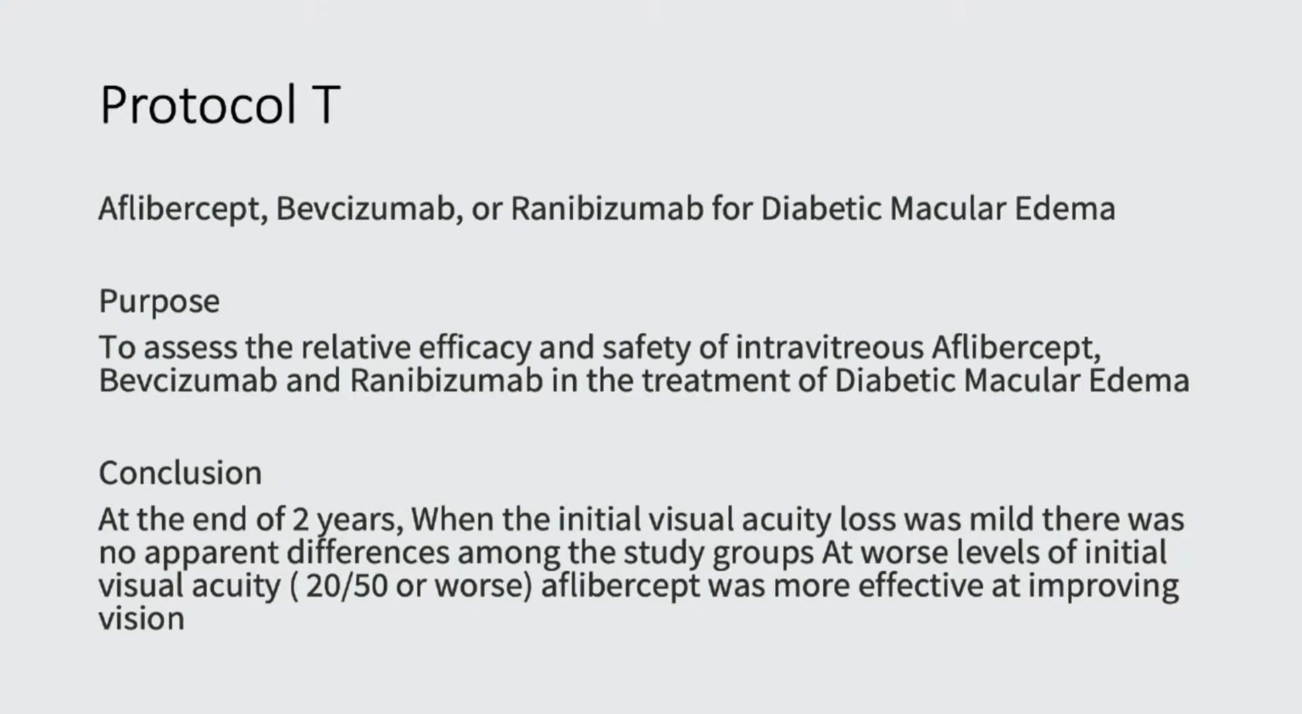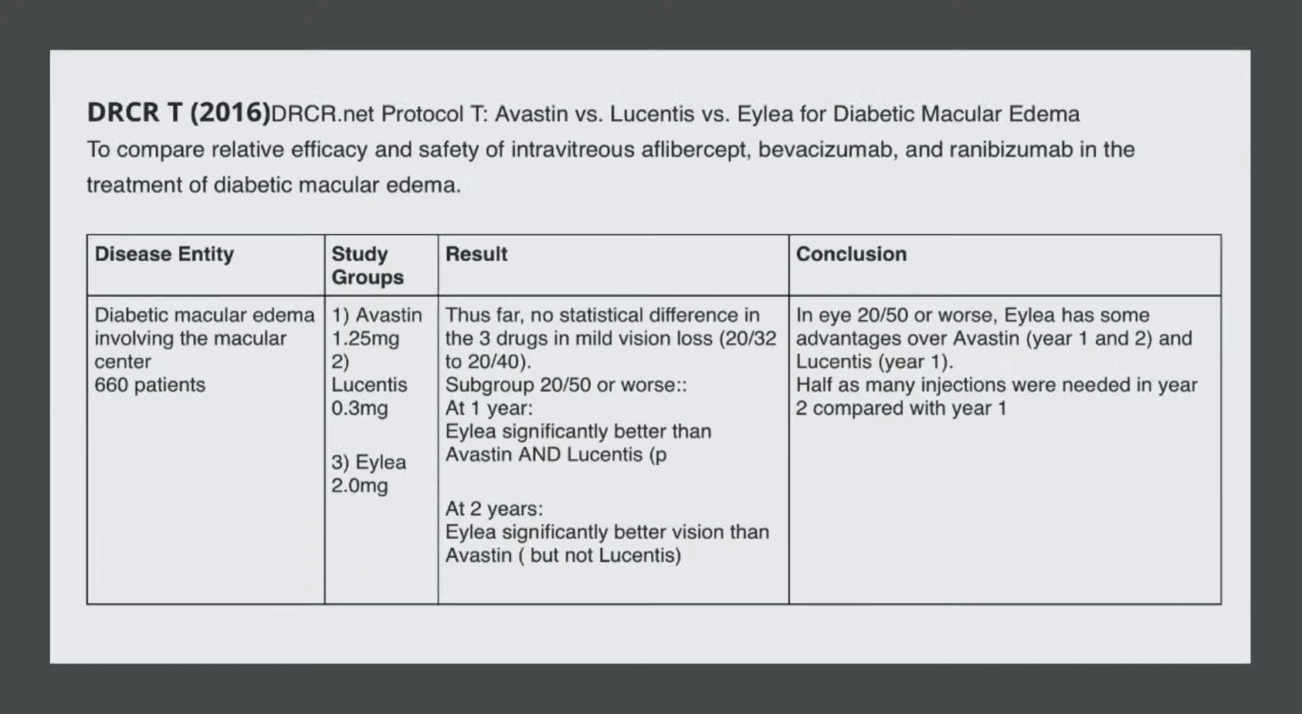Now, protocol T evaluated, with the availability of aflibercept, whether aflibercept was superior. At 2 years, what they found was, if the vision was 20/50 at inclusion, all of them fared relatively the same. But if you included patients with severe vision loss, where it was 6/60 or worse, those patients did a little better with aflibercept. But comparatively, all of them were very similar if you included patients with only moderate visual loss of up to 6/18.